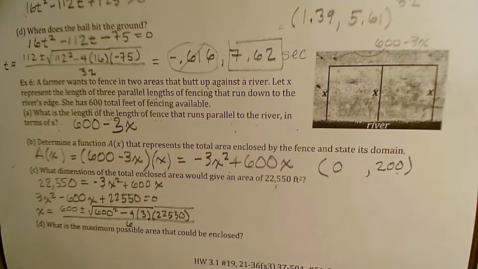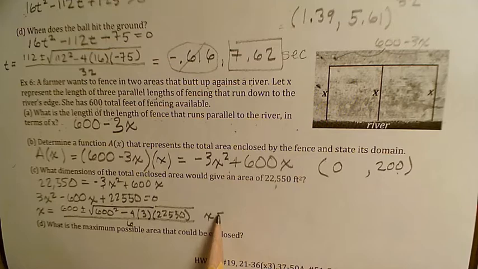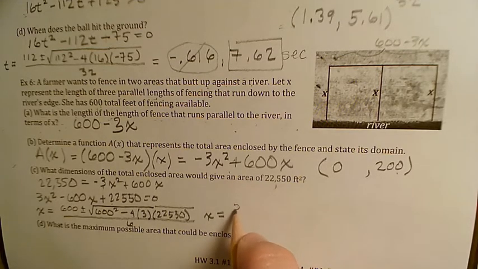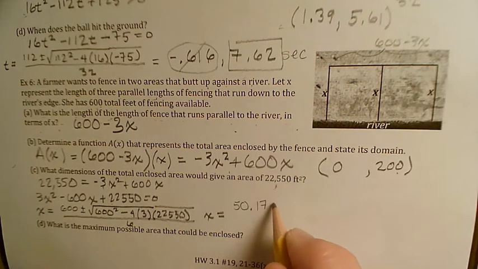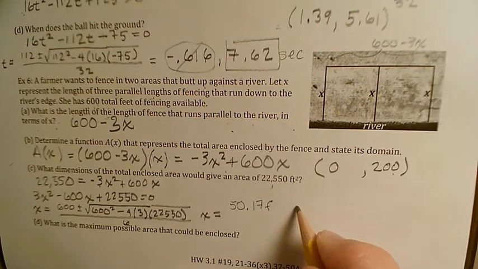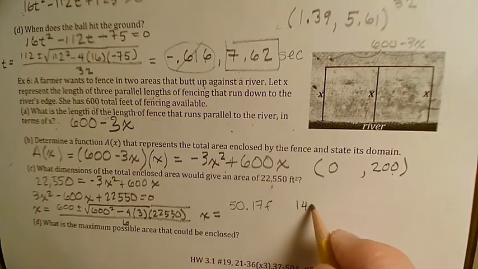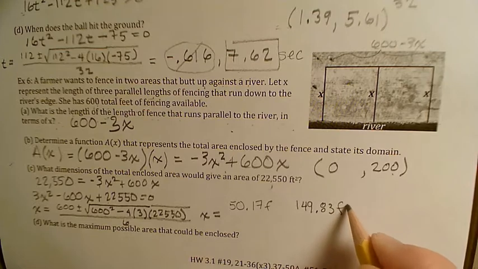Let's see, we're looking for x. So then we get x is equal to, and it's not going to be a nice number, but it's an approximate. x could be equal to 50.17 feet, or x could be equal to 149.83 feet.